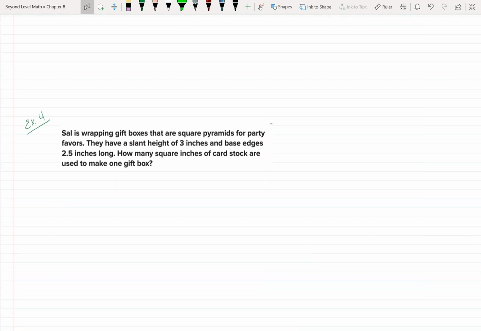Sal is wrapping gift boxes that are square pyramids. Right off the bat, because it asks how many square inches of cardstock, we know we're finding our surface area equals capital B plus lateral area. So, square pyramid, all right. They have a slant height of 3 inches. So I'm going to break this down: 1/2 perimeter times slant height. I'm going to put the slant height of 3 inches. Base edges that are 2.5 inches long.